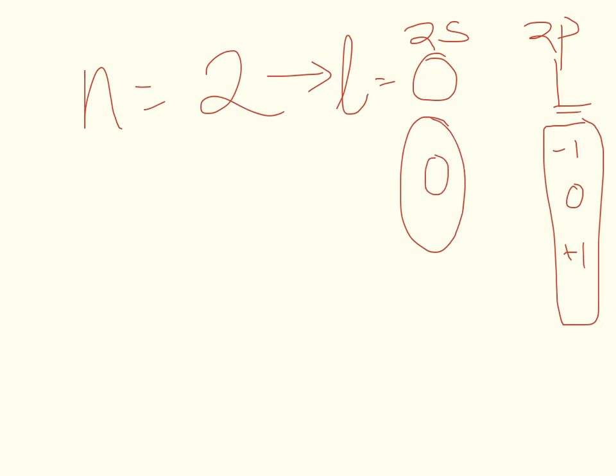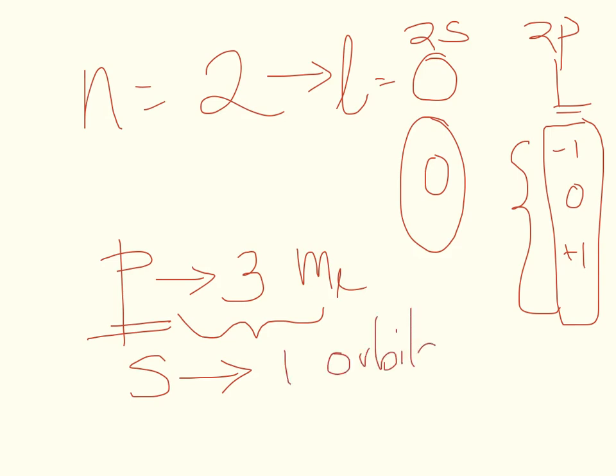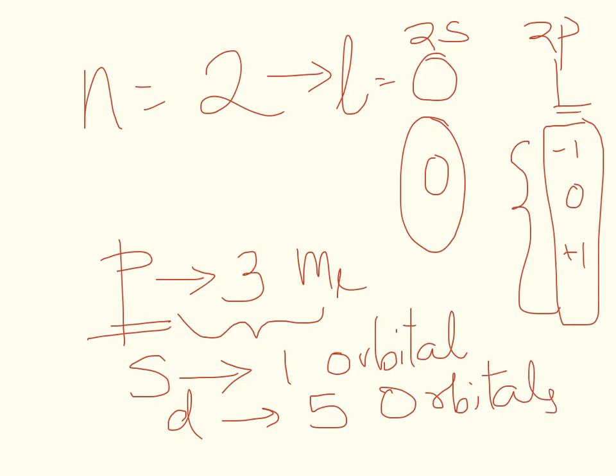So what is the pattern that you have noticed? For a p subshell, whether it is 2p or 3p or 4p, whichever it is, there are 3 m sub L values. So a p subshell every time occurs as a set of 3 orbitals. An s subshell occurs as 1 orbital, and a d subshell will occur as 5 orbitals. And that is what I am trying to show here.